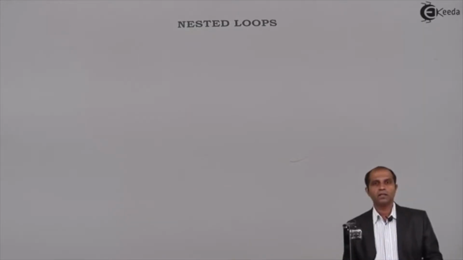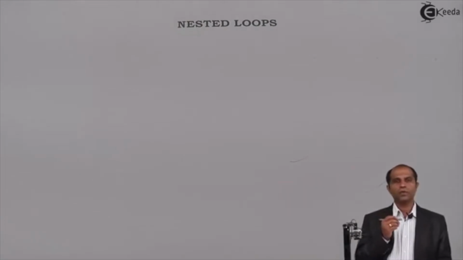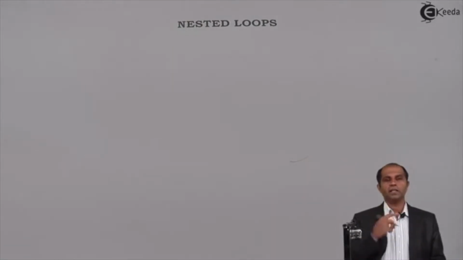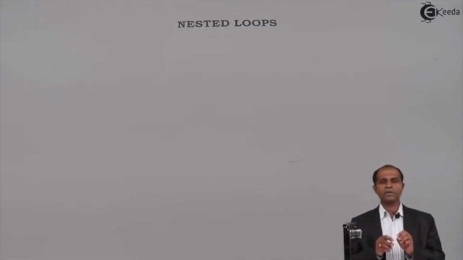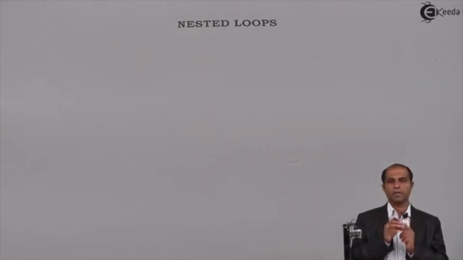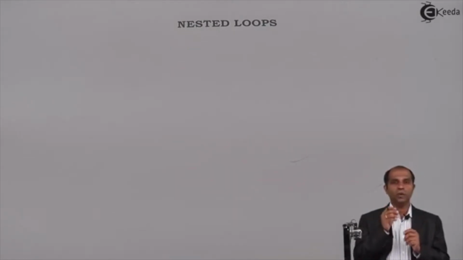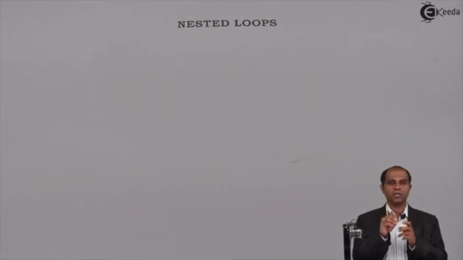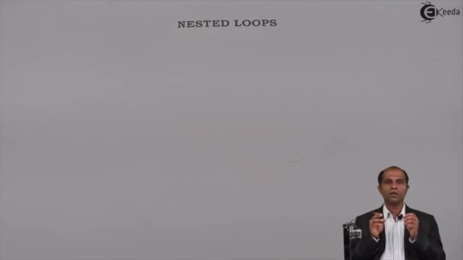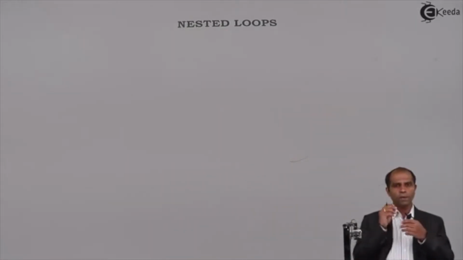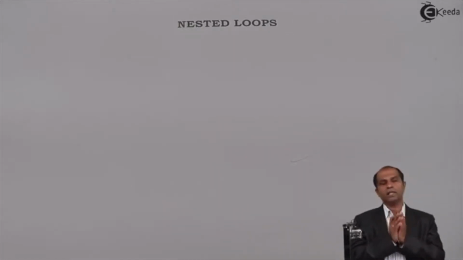Let's identify one of the important concepts of looping structure, that is nested loops. What exactly do we mean by nested loops? When a loop appears inside another loop, we call that a nested loop. There is no hard and fast rule that the two loops must be of the same type. You can have a while within a do while, a for within a while, a for within a for, or a while within a while. So when a loop appears inside another loop, we call that a nested loop.